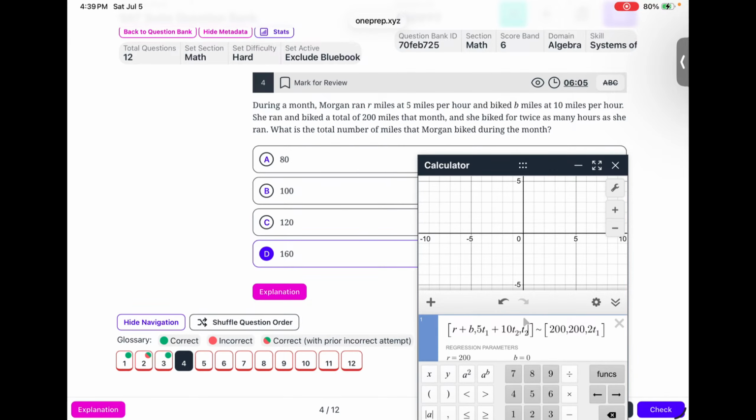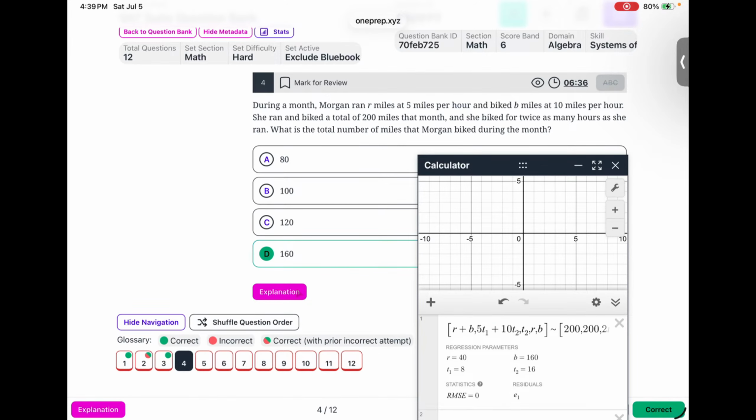I guess I can also put in R is equal to R and B. So R is equal to 5T1, B is equal to 10T2. There we go. Yeah, 160. Yeah, now it's all working out. So we had to include what R is equal to. Now if we check it, yeah, it's 160.